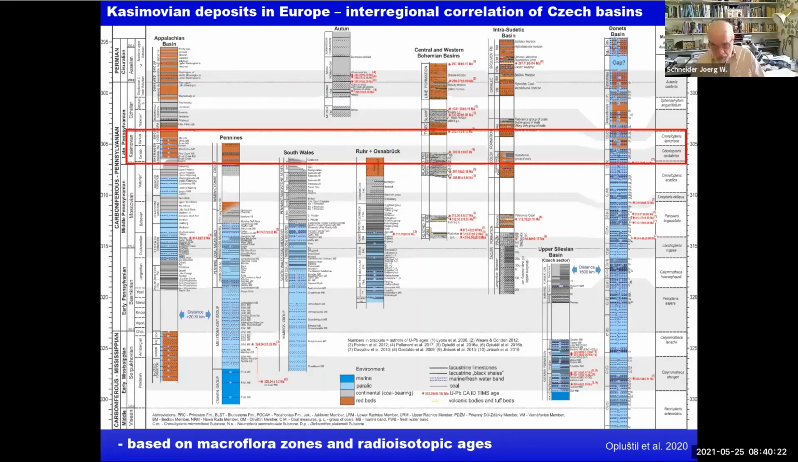Yeah. Let me say one thing about this diagram. This is from a recent paper by Opluštil et al. that the Geological Society of London just published. It's an extremely important paper on macrofloral biostratigraphy. I'm hoping Stan will upload it to the Dropbox so that you can all see it, because these diagrams are very detailed and they merit close study.